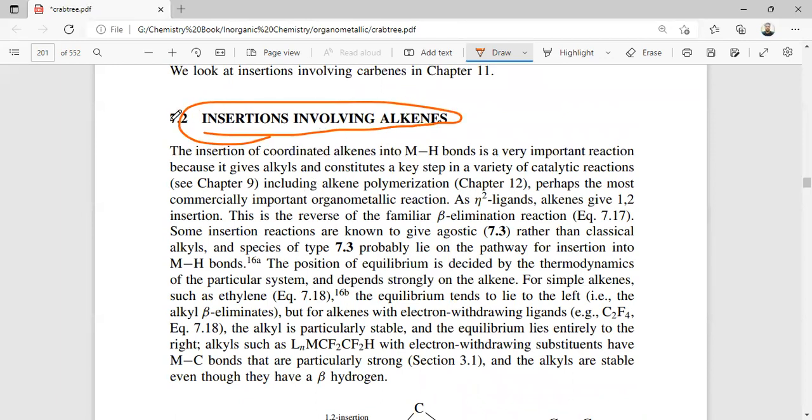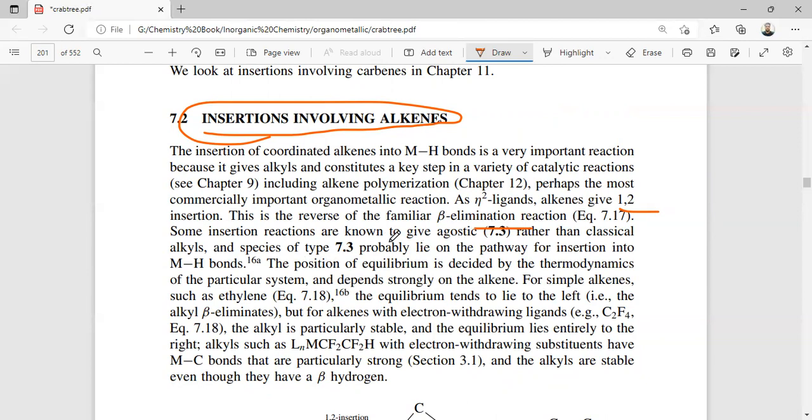The insertion of coordinated alkenes into the M-H bond is a very important reaction because it gives the alkyl. It is a key step in a variety of catalytic reactions, including alkene polymerization, perhaps the most commonly important organometallic reaction. As neutral two-electron ligands, alkenes undergo insertion. So this is the reverse of the familiar beta elimination reaction.